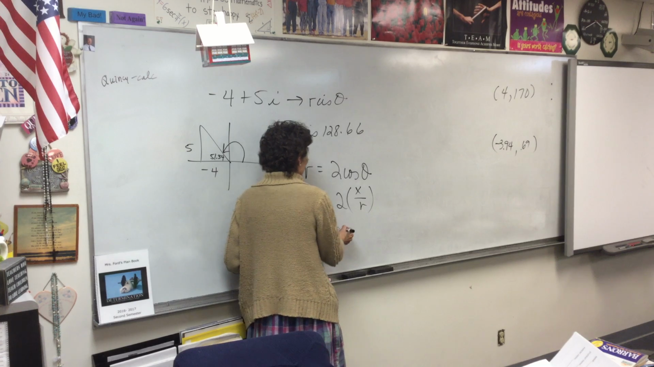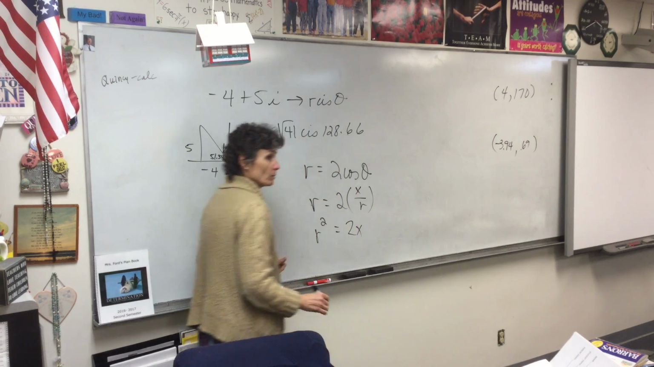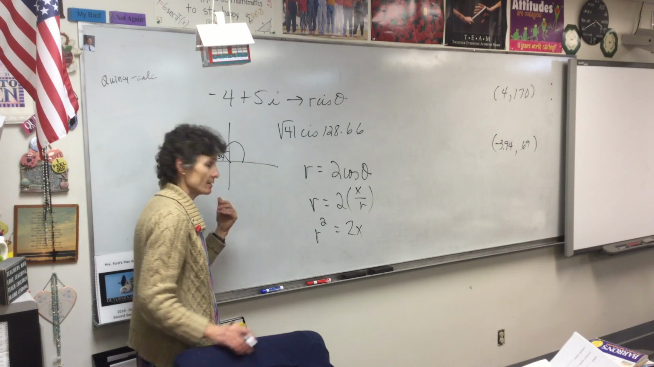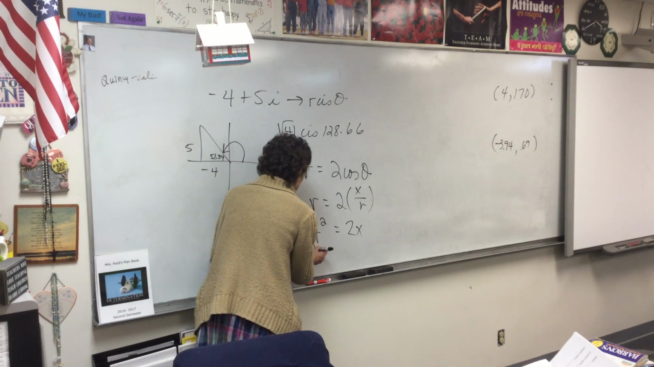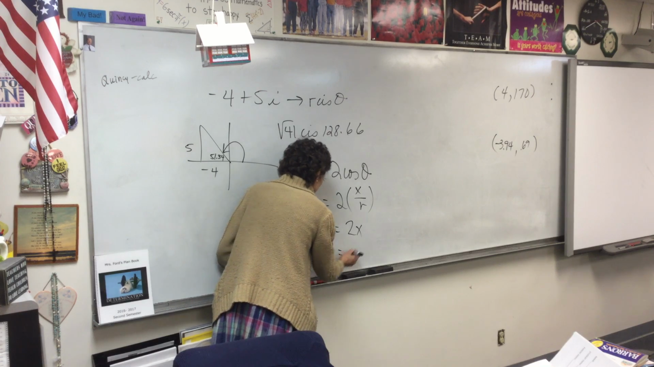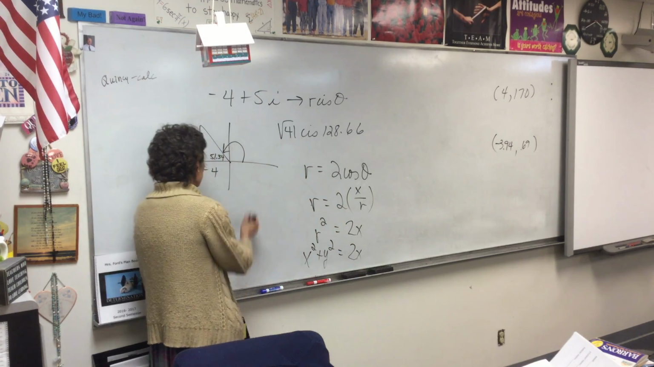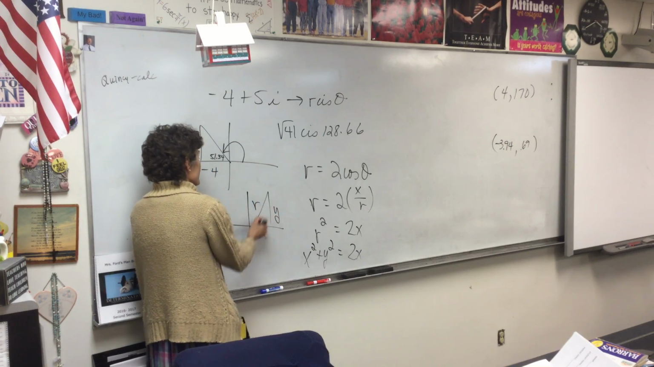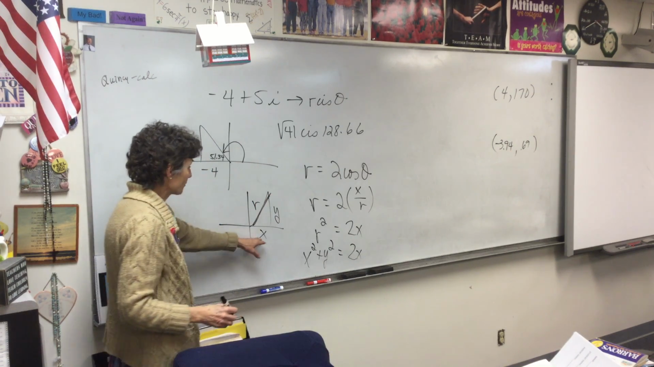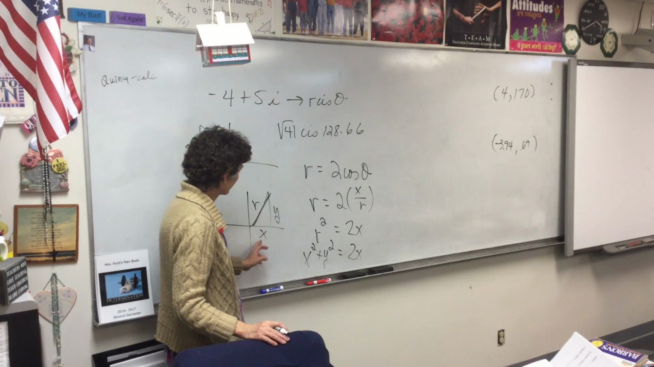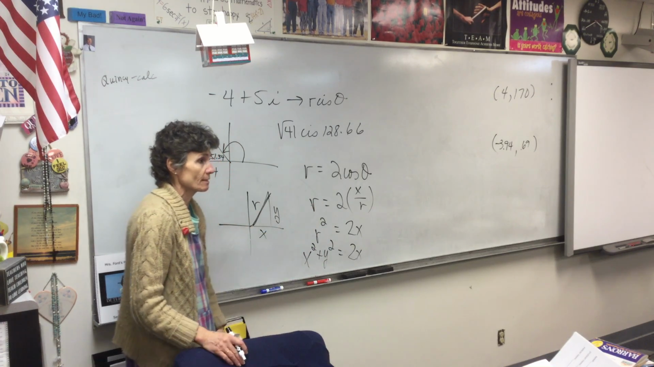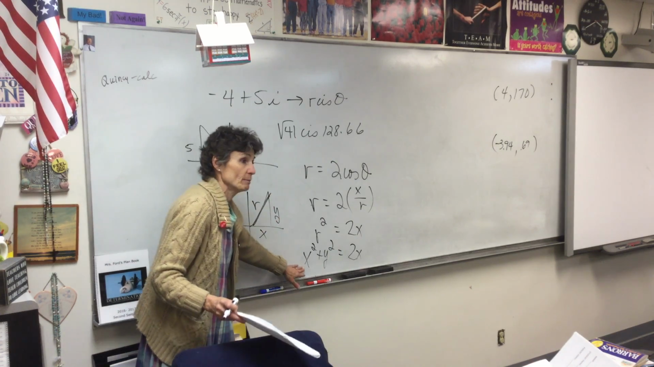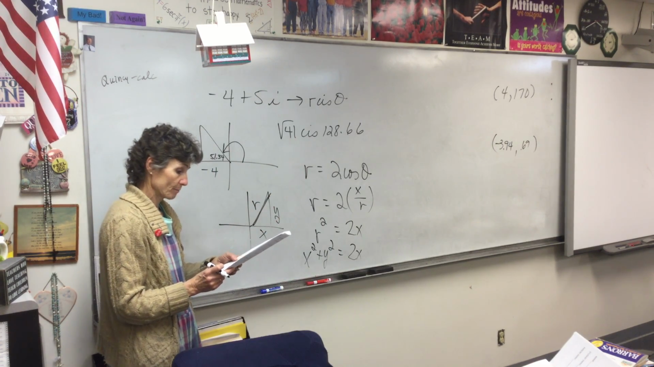So r squared equals 2x if I multiply the r over. And r squared is x squared plus y squared. Those of you that are still lost, over x, up y, this is r. Pythagorean theorem, r squared is the same as x squared plus y squared. And now all my variables are x's and y's.